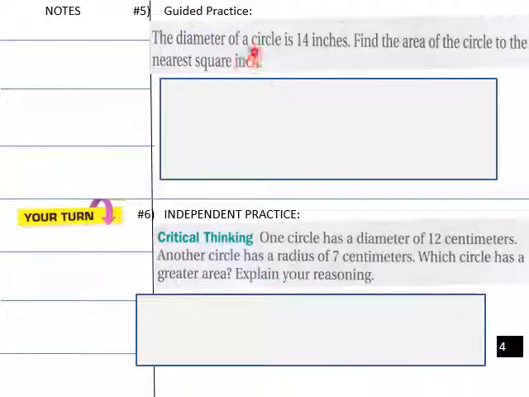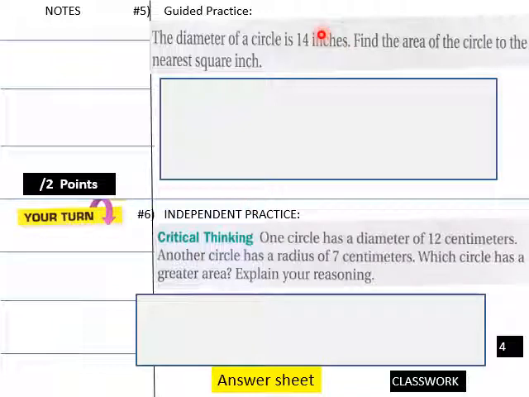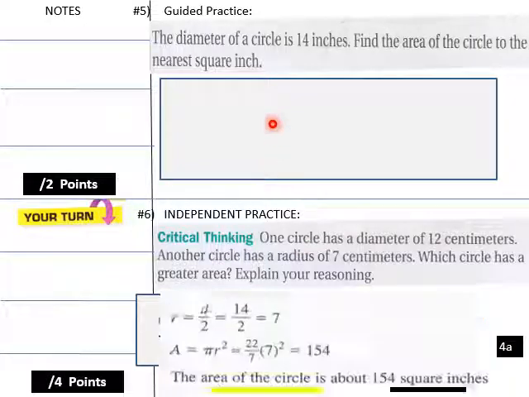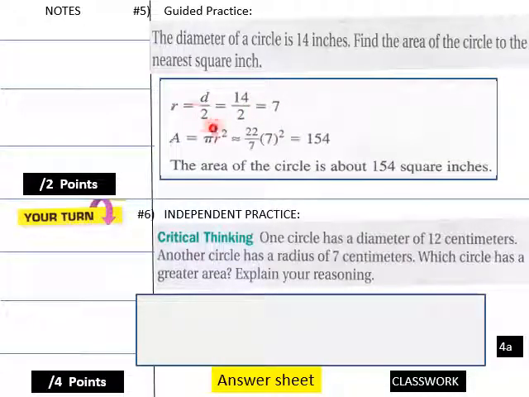But let's get back up here and do this one. So we got a diameter of 14 inches. So how do we plug that into our formula for finding the area of a circle? 14 over 2 is 7, so that'd be our radius. And then we plug that into our formula, which is pi is 22 over 7, and then times 7 squared, which is our radius squared, and that comes out to 154. So the area of this circle up here is 154 square inches.